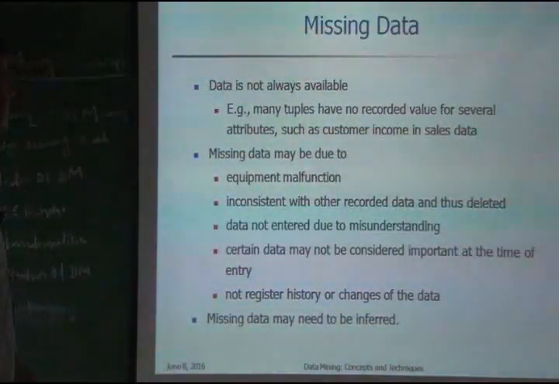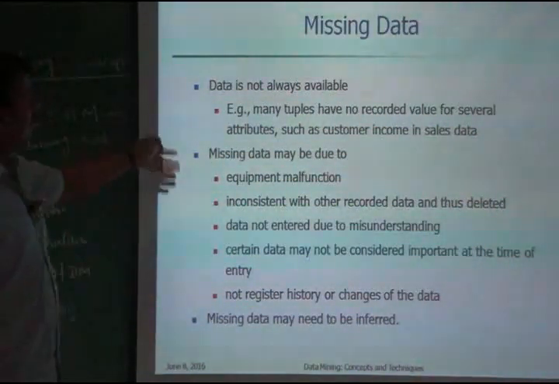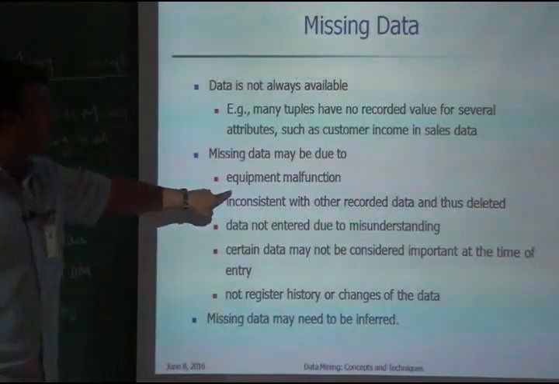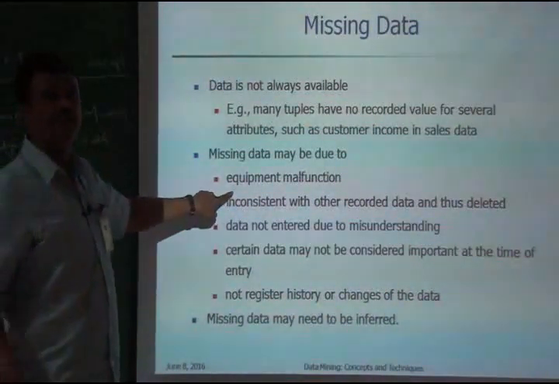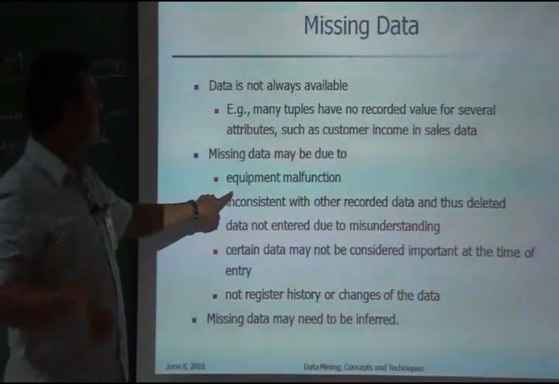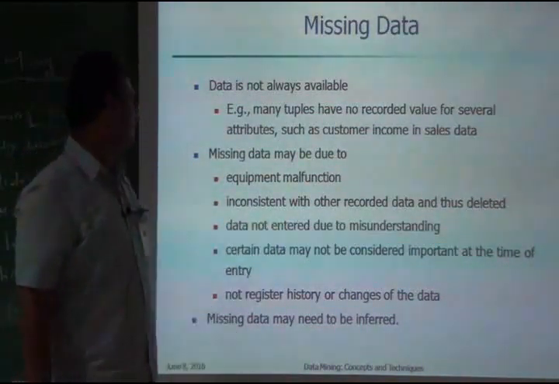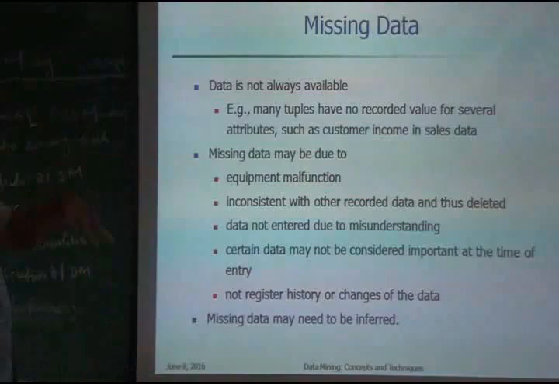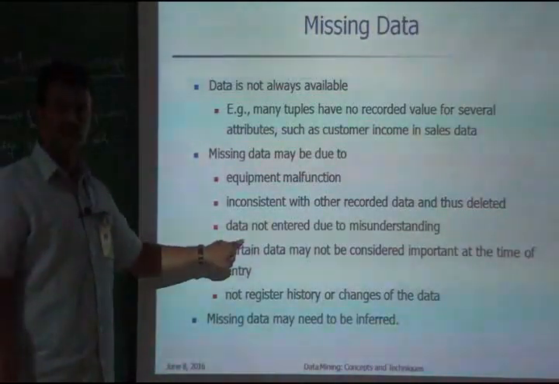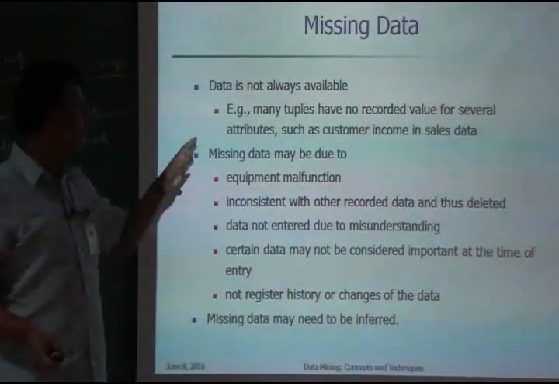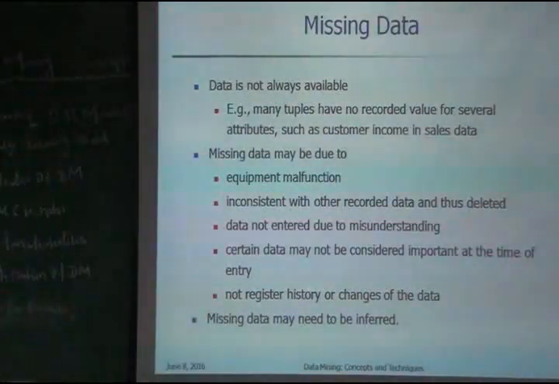Then the missing data. We already discussed that missing data may be due to equipment malfunction. When there is an equipment problem, missing data will occur. Data may also be inconsistent with other recorded data, or not entered due to misunderstanding. These are the causes of missing data, and missing data may need to be inferred.